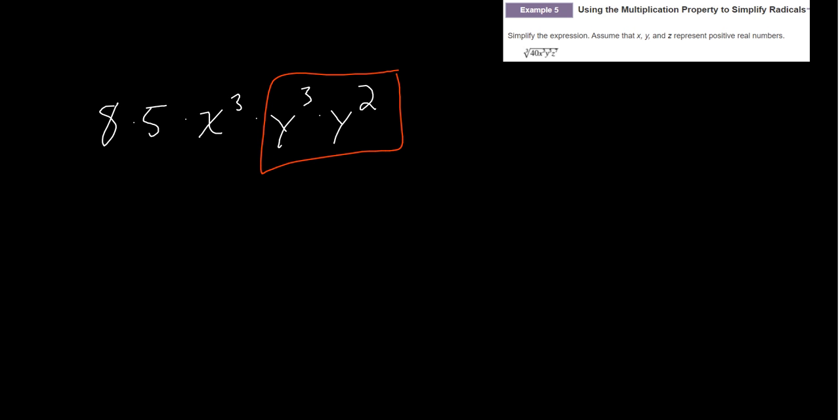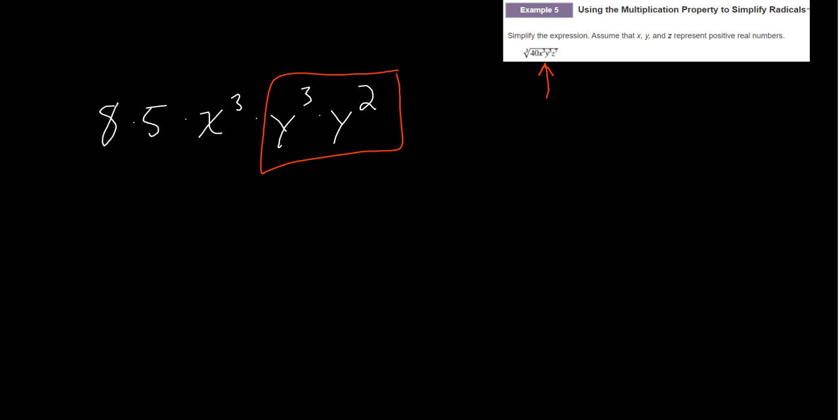Again, keep in mind we're taking the cube root, so we have x cubed, so we can just keep that as x cubed. And we have y to the 5th. What is the largest multiple of 3 that will go into 5? That's just 3. So we're going to have y cubed times y squared, which is indeed y to the 5th.